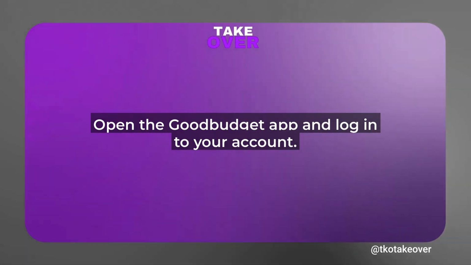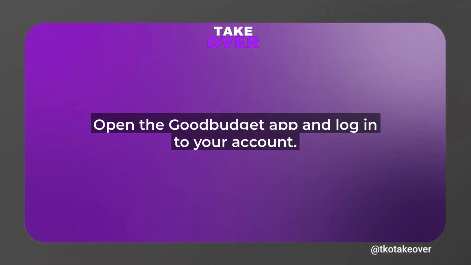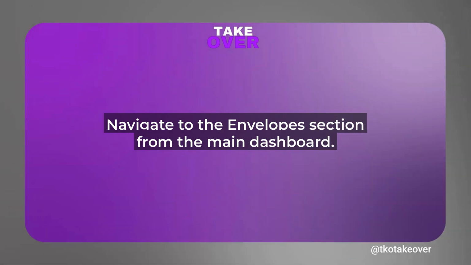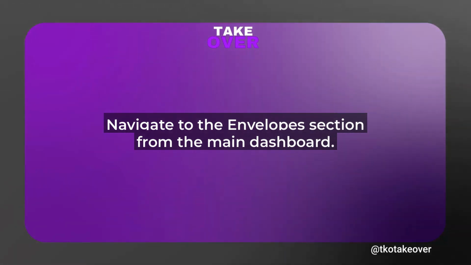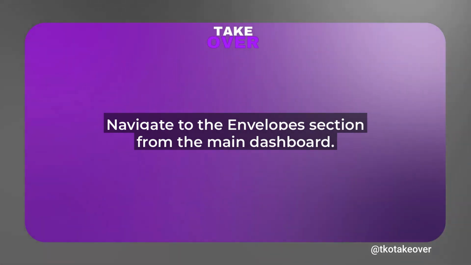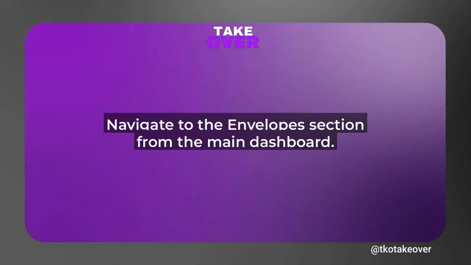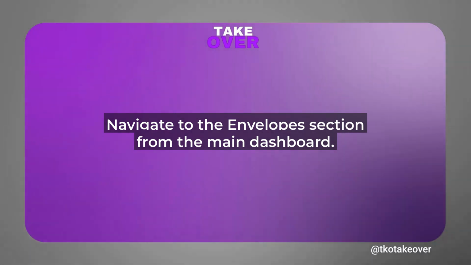First things first, make sure you have the Goodbudget app open on your phone or computer. Log in to your account if you haven't already. Once you're in, navigate to the Envelopes section. This is usually found on the main dashboard or in the menu. Look for an icon that looks like a folder or list.